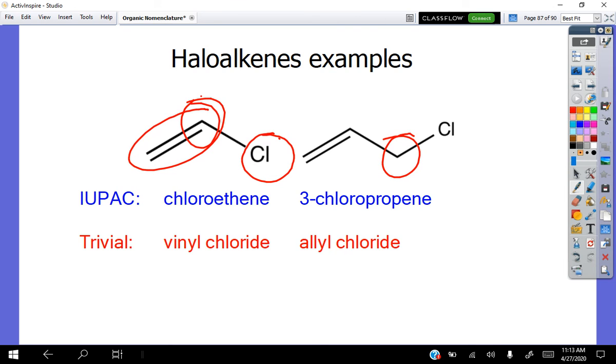Here, there's a carbon that is adjacent to a double bond, and the chlorine is attached to that carbon, so it's called an allyl chloride. Some examples you might see, it's good to know the trivial names for later on when we get into reactions.